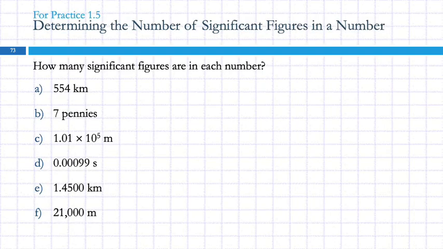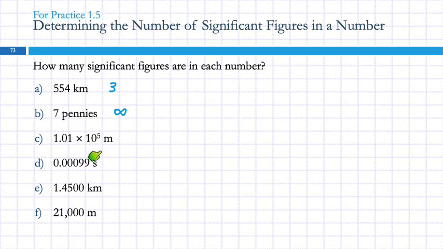So let's practice this. So 554 kilometers, how many significant figures is it? It's 3. That one was nice because there weren't any zeros. 7 pennies. That's an exact number. Those can be tricky because you look at the 7 and you say 1 sig fig. Oh, but it's 7 pennies. We can count those. So we could say that's an infinite number of significant figures.